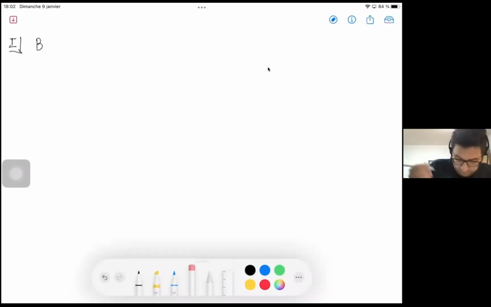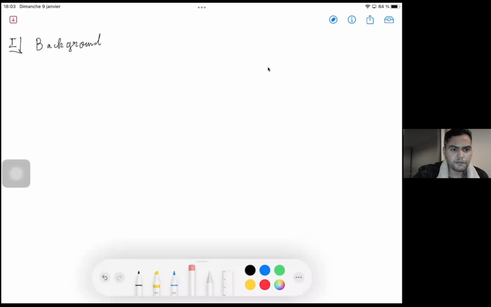So for the background, I will use my tablet. And for the talk, I will use the beamer. So I will switch when I finish the background. Okay. Perfect, it works. You can read, it's fine. Yeah, it's perfect.